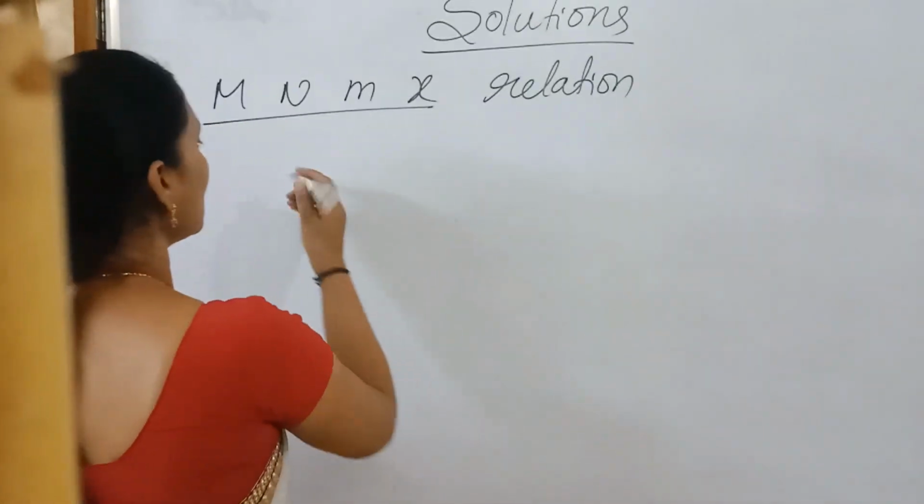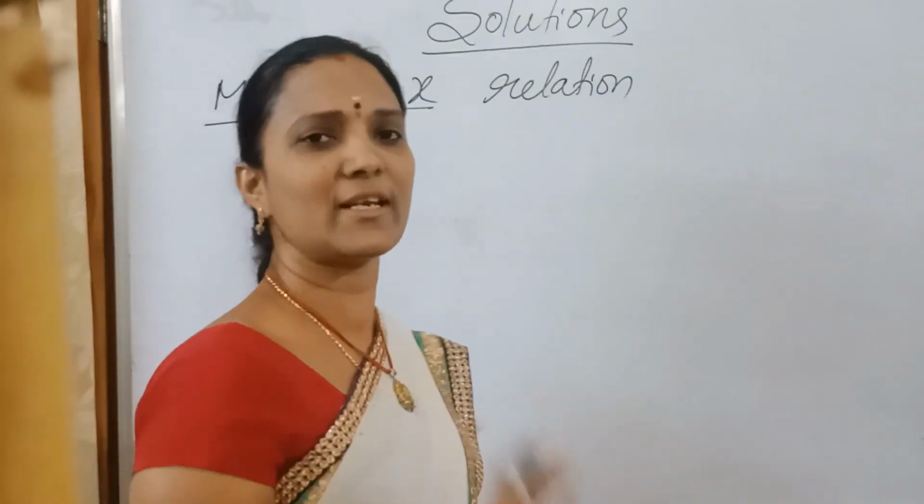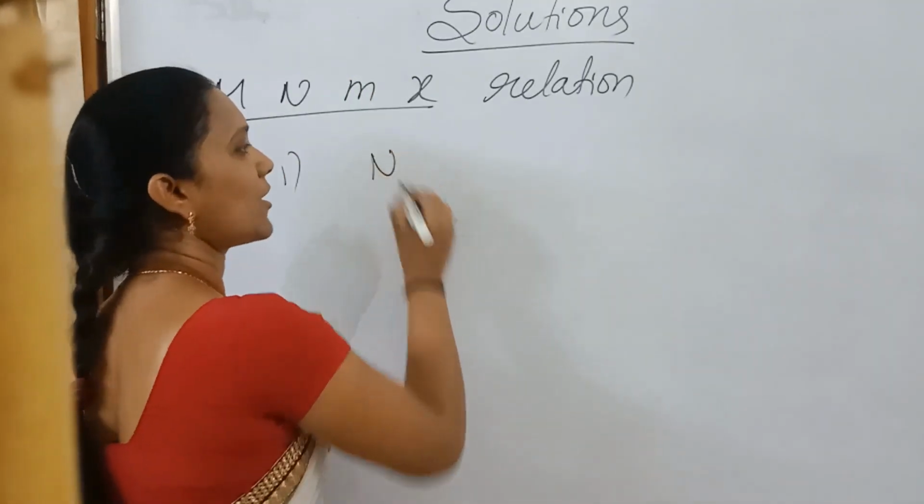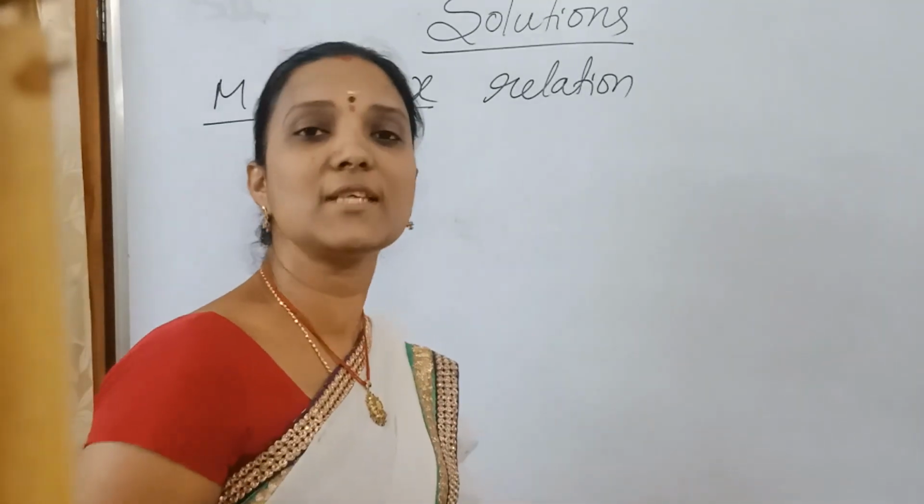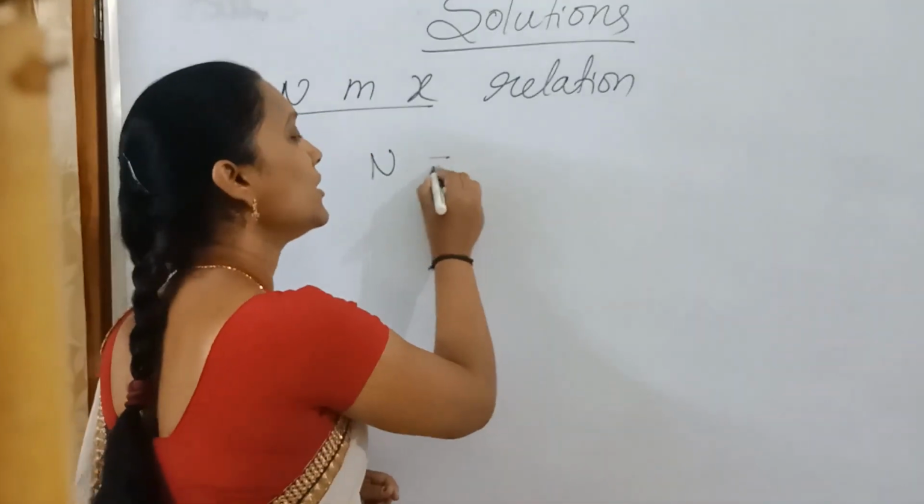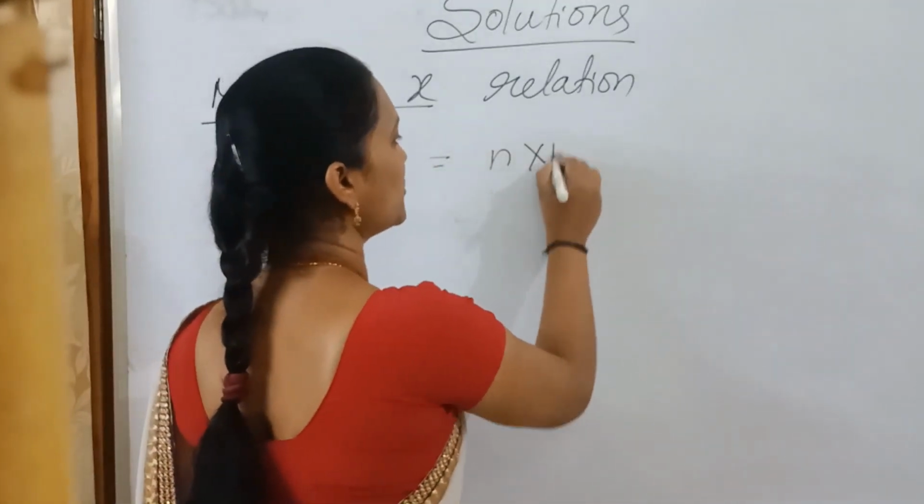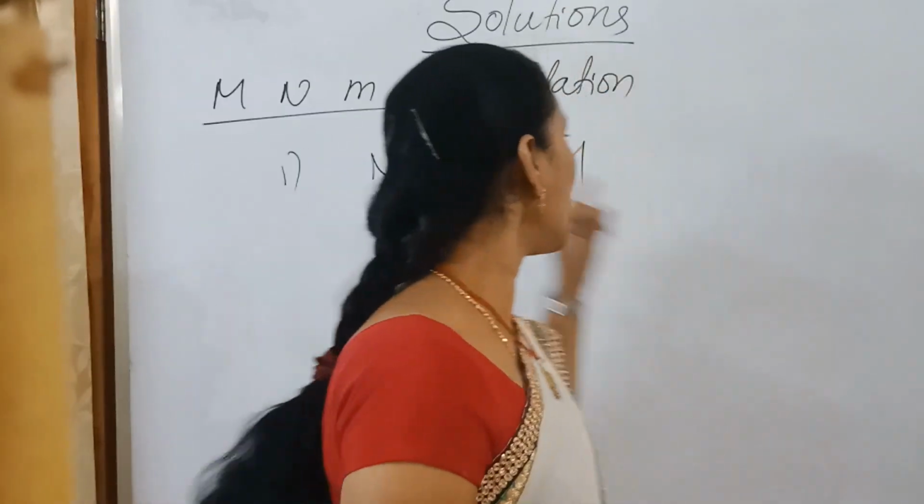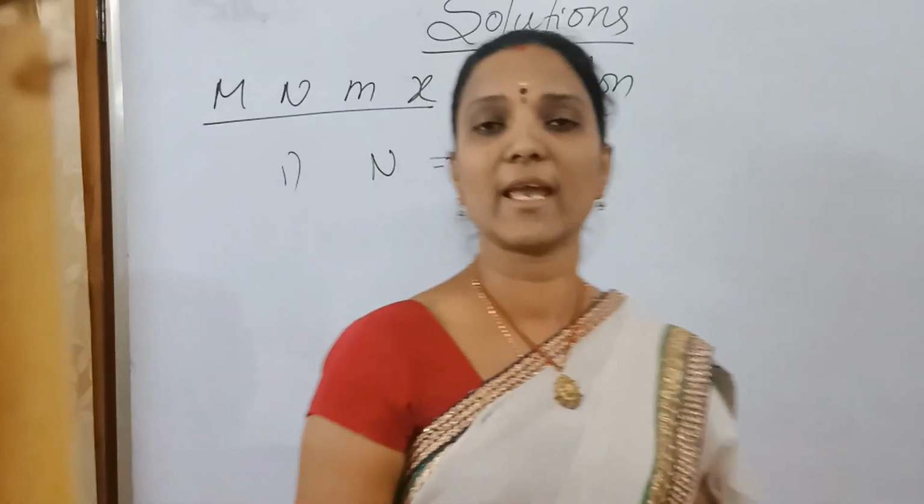Okay. So first one, here are four very important formulae. What are the relations? First one, the relation between normality and molarity. Normality is equal to n into M. Okay, normality is equal to n into M. What is this n? It is the n factor.